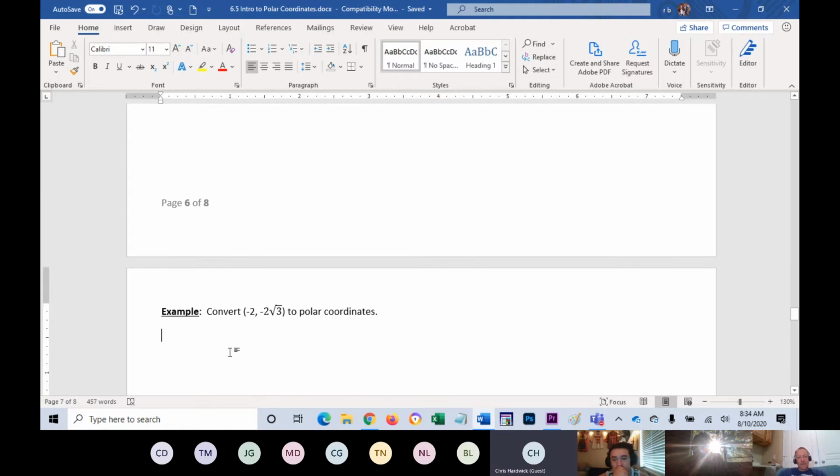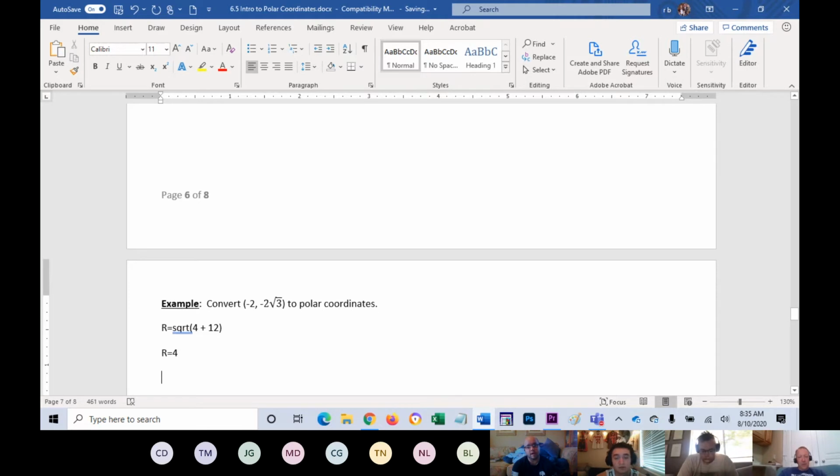Yeah, so let's see. So you just do square root of 2 squared plus 2 square root 3 squared. Or would it be 2 squared, square root 3 squared? Let's see if we can just do this in our head. So 2 squared is 4. Square root of 3 squared is 3. So 4 times 3 is 12. And 2 squared is 4. So I got the square root of 16, which is 4. So r equals 4.